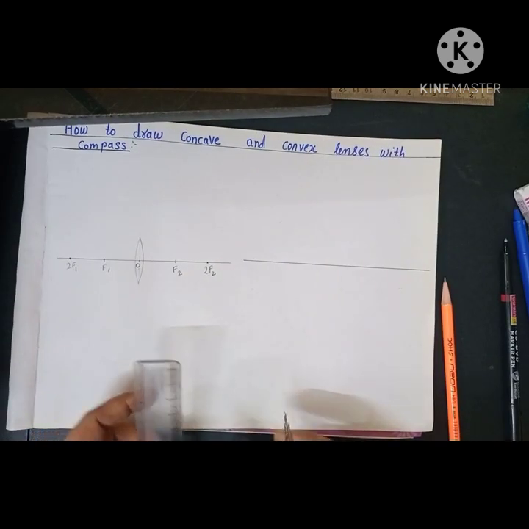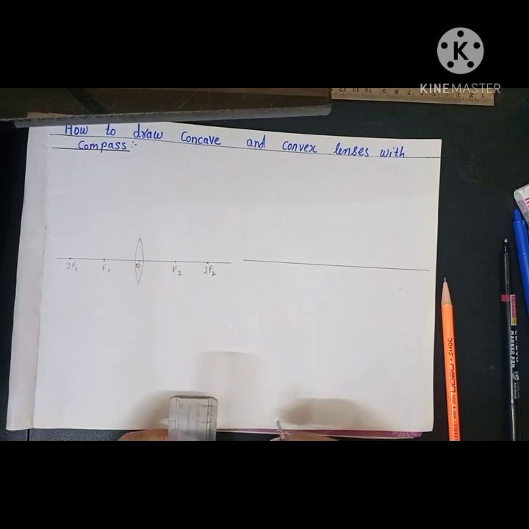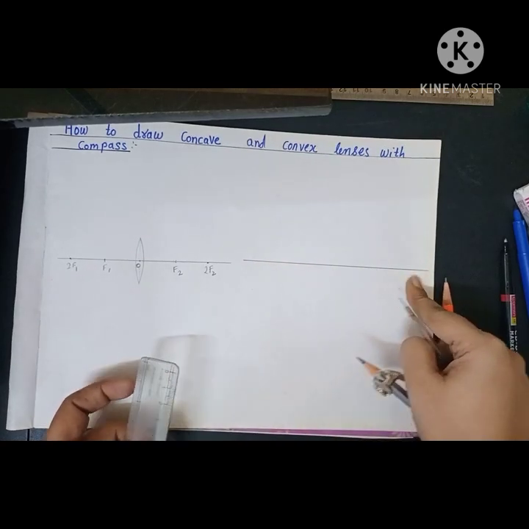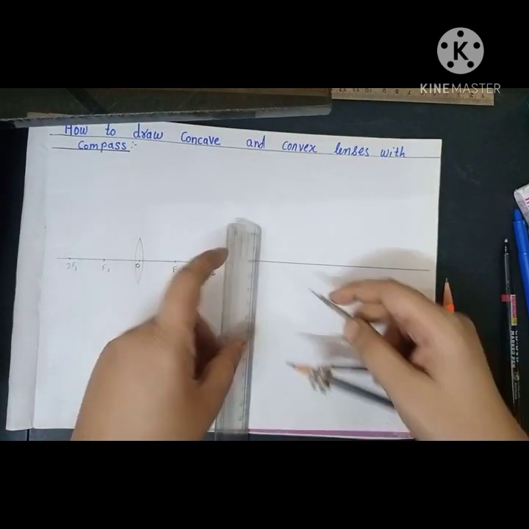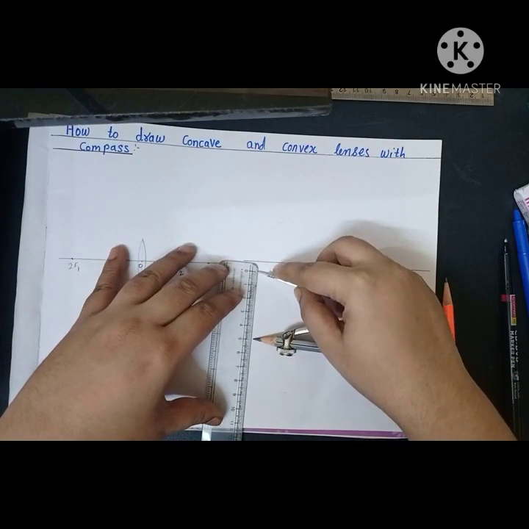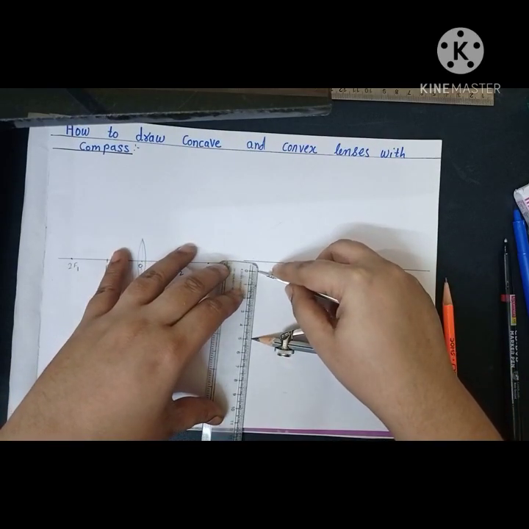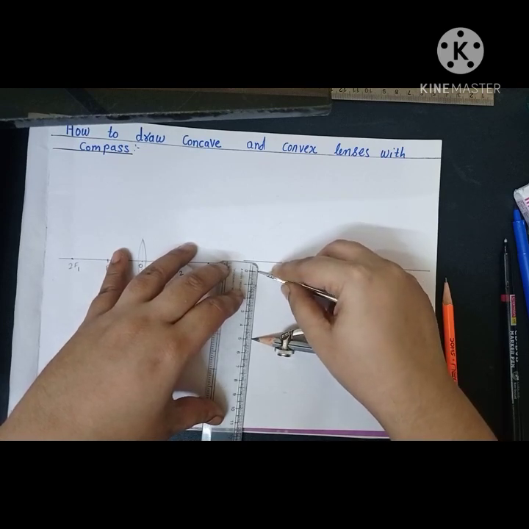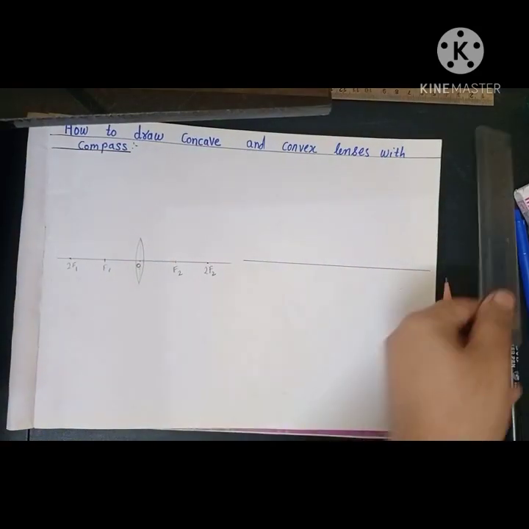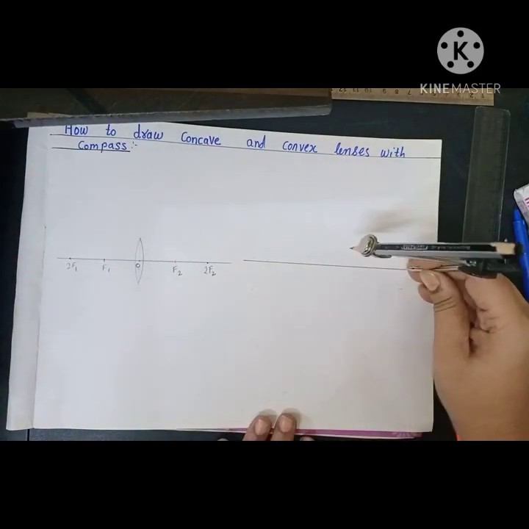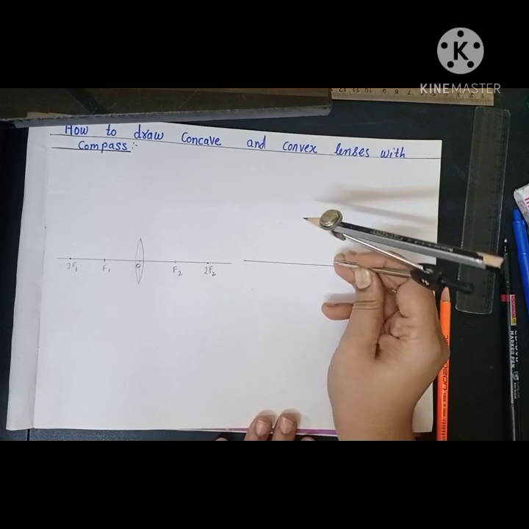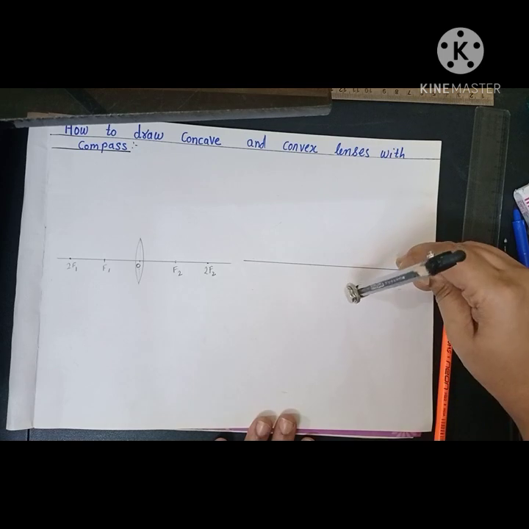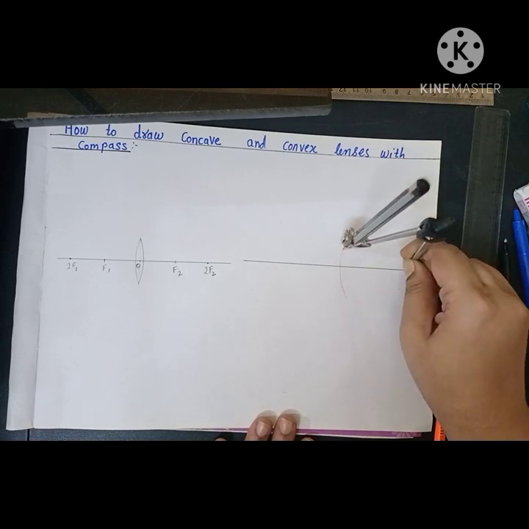Now students, let us draw the concave lens using the same way. Now draw a straight line of any length. Measure a distance of 5 centimeter. I am taking 5. You can take more than 5 also. But measure the distance of 5 centimeter in a compass. Not in the center, but at one of its sides. Make an arc.